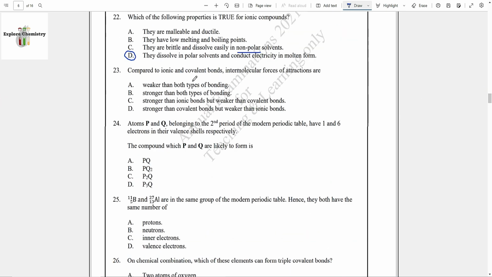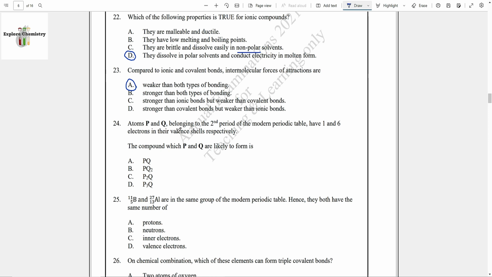Number 23. Compared to ionic and covalent bond, intermolecular forces of attraction are. Intermolecular forces include hydrogen bonding, dipole-dipole force, London dispersion forces, etc. So these forces are weaker than both types of bonding. Therefore option A is correct.